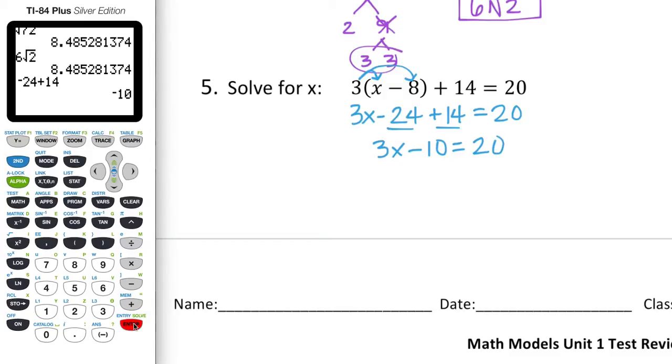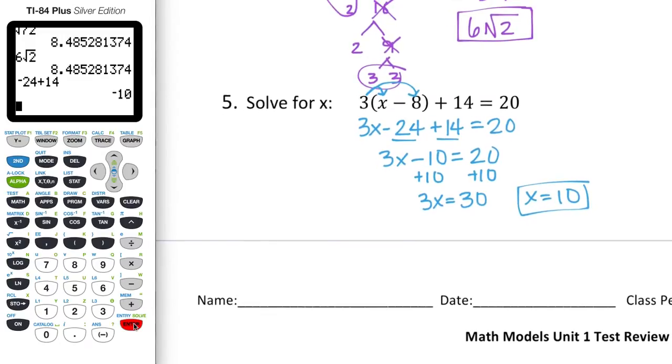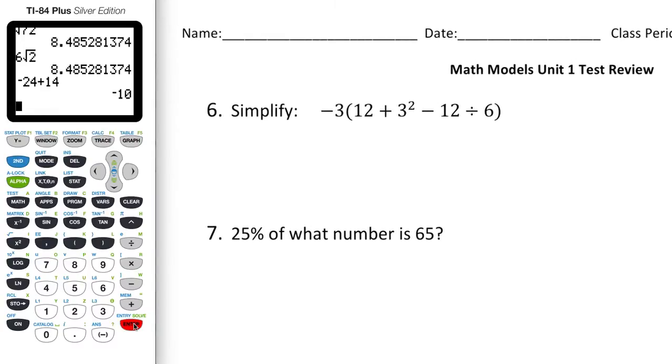All right, then from there we have to add 10 to both sides. So 3x equals 30. So x is going to equal 10. All right, number 6. So number 6, we are just simplifying. All right, so we're going to go in the order of PEMDAS.